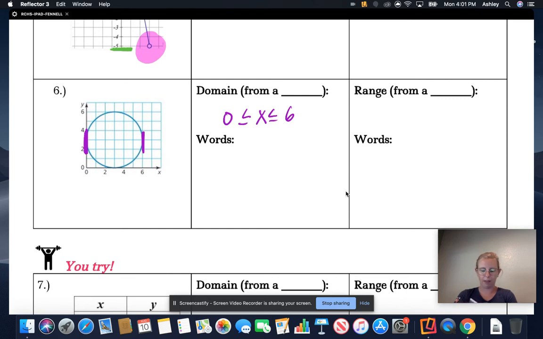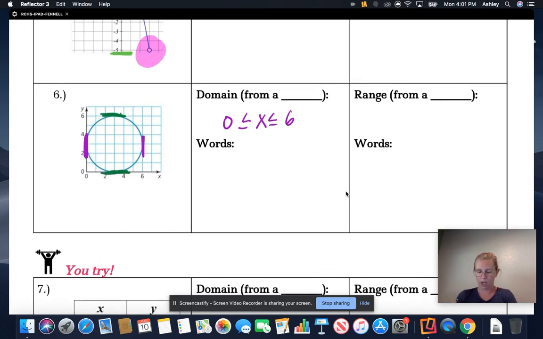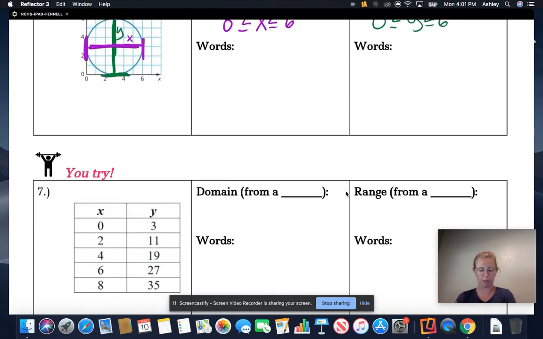All right, then for my range, now I'm looking at my highest value and my lowest value when I'm talking about y, or my vertical values. Okay, look, it's the same. Y is less than or equal to 6 and greater than or equal to 0, but I'm looking in different locations. So even though they happen to be the same, we are looking at different information. So this is for my x, my domain, and this is for my y, my range. Make sure you're putting this in words.